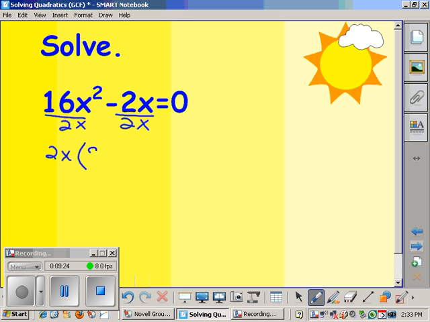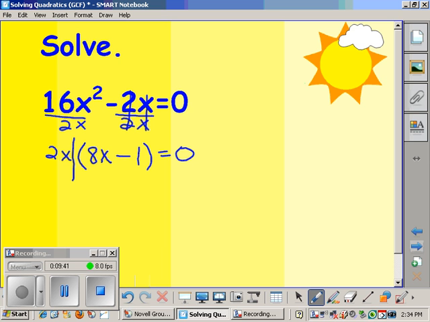When we divide, we'll have 8x left for our first term. And notice how both the 2's and the x's cancel. When that happens, you can't just leave it blank, because technically 2x divided by 2x, or anything divided by itself, is a 1. So you do need to fill that in with a 1.